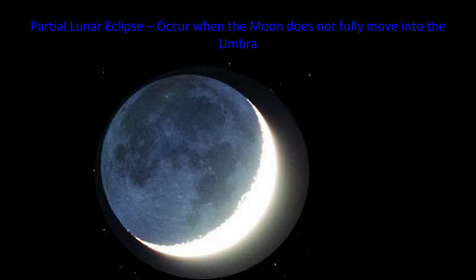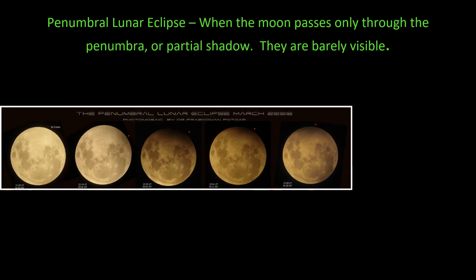A partial lunar eclipse occurs when the moon does not fully move into the umbra. The penumbral lunar eclipse is when the moon passes only through the penumbra or partial shadow. They are barely visible and only appear to be a shadow on the moon.